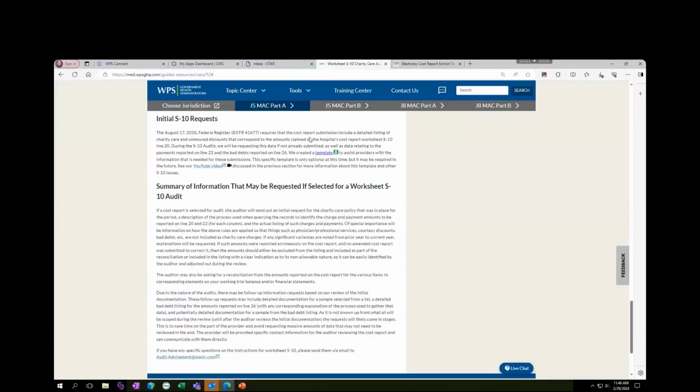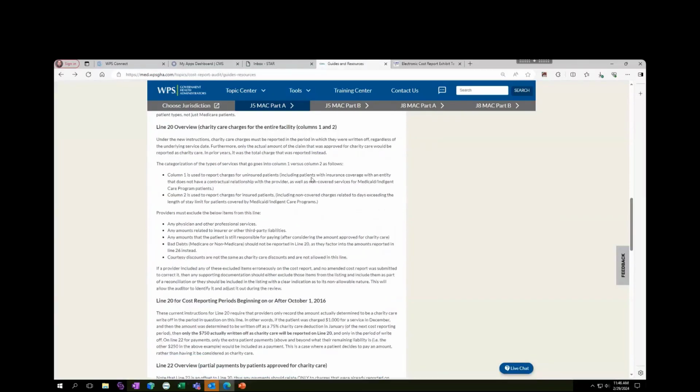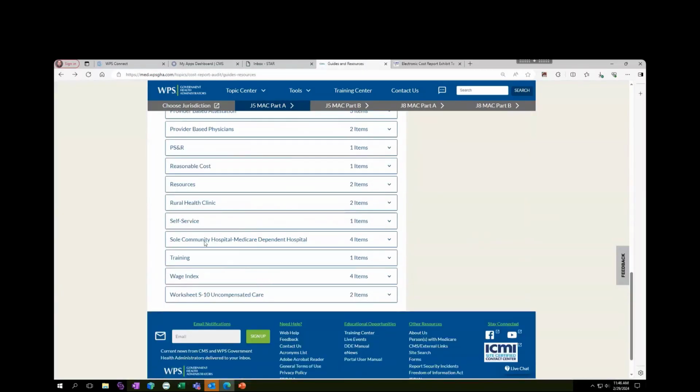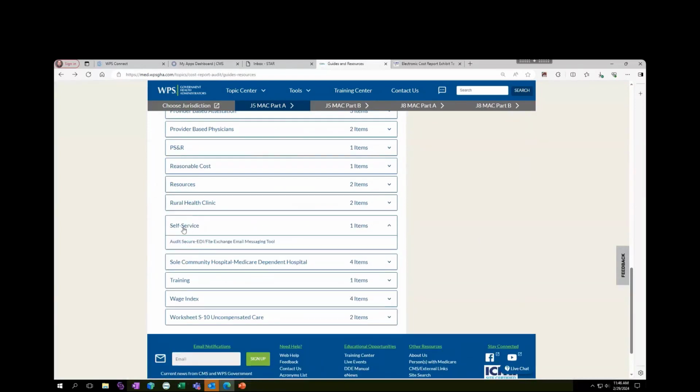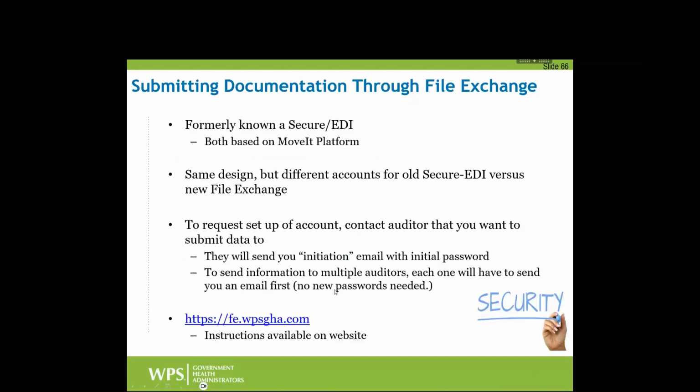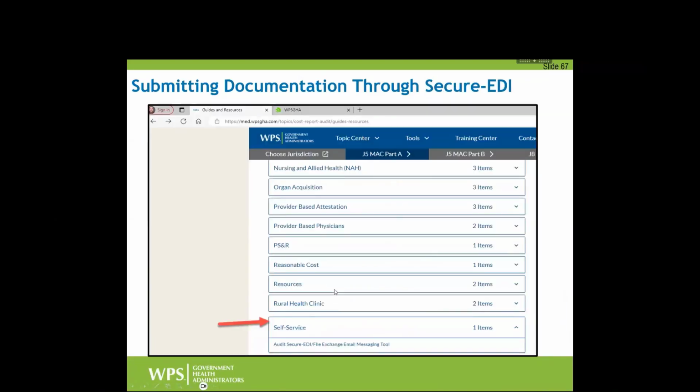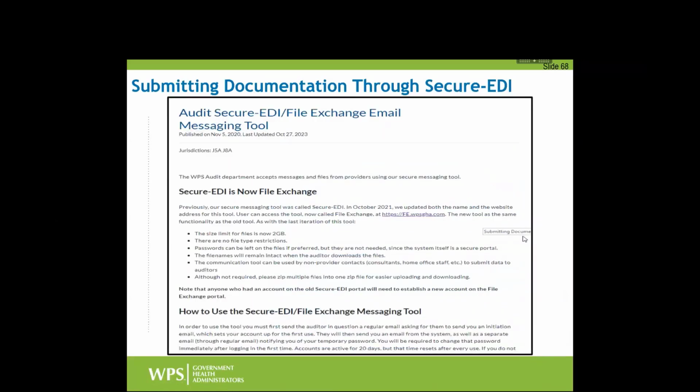I also want to point out on that same website, let me go back a slide here, under the self-service link, I know that doesn't seem all that intuitive, we have the secure EDI instructions there. They go through the detail in case you have any questions about that. And here's a screenshot of the actual article.